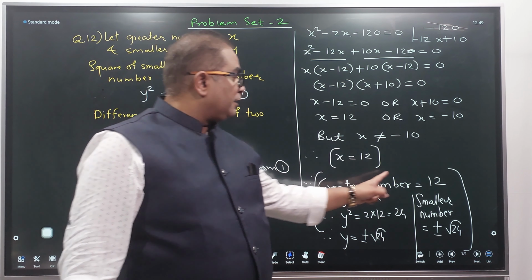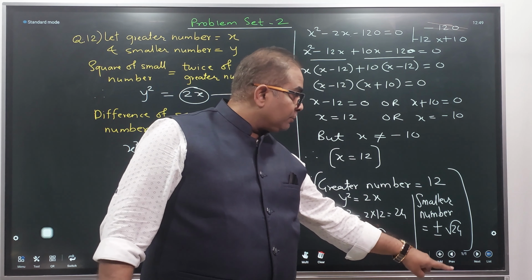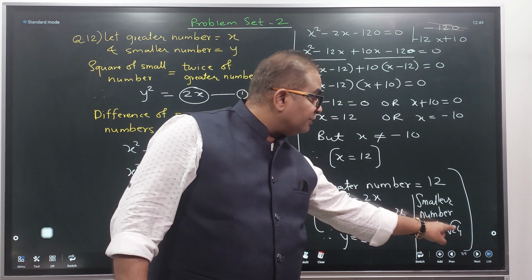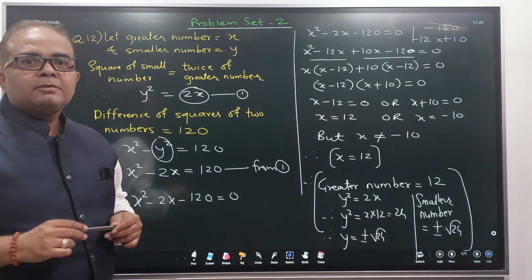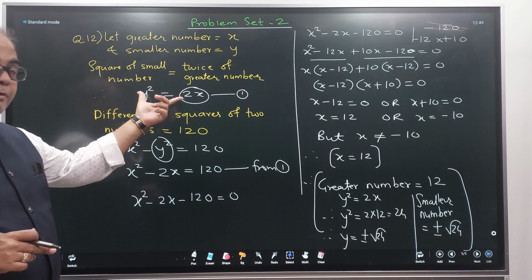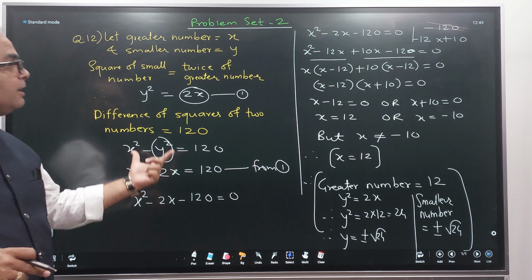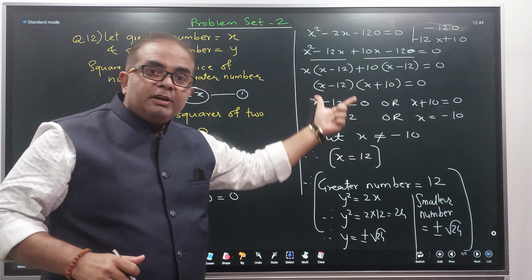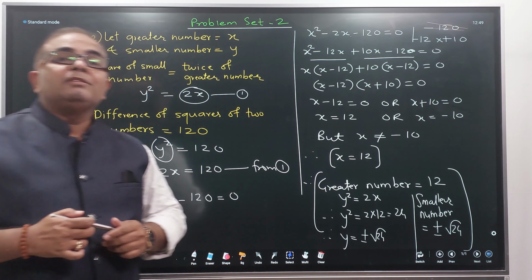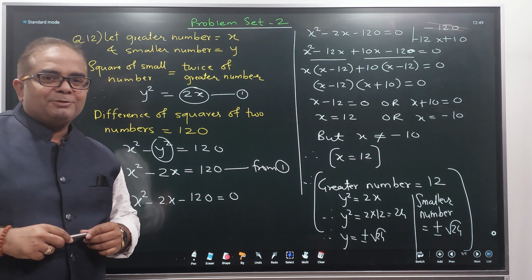Means if the greater number is 12, the smaller number could be plus root 24 or it could be minus root 24. कंसेप्ट समझ में आ रही है? देखो यहाँ पे ये जो इक्वेशन तैयार करना है ये इंपॉर्टेंट है. इक्वेशन तैयार करने के बाद सॉल्विंग इज वेरी इजी. अगेन ये कैलकुलेशन समझ में आके आपको आंसर लिखना इज अ टफ जॉब.